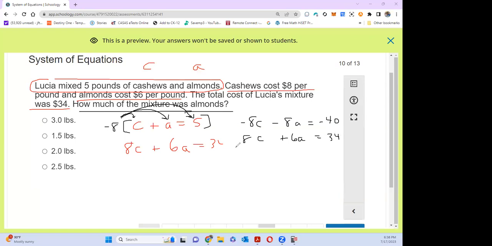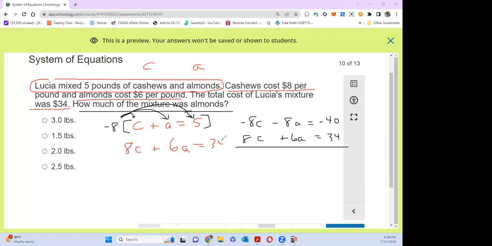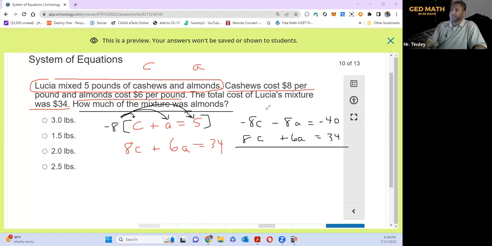What you should notice now, this was a 34. Make sure you see that. What happens to the two 8C's? They cancel each other out. That's the purpose. That's what we're trying to do. We're trying to eliminate one of the variables.